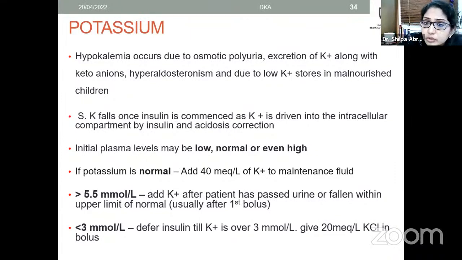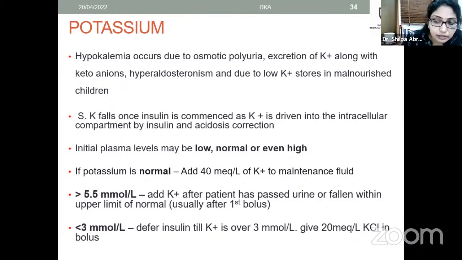What does insulin do to potassium? Insulin will drive the potassium inside. You remember, insulin is a treatment of hyperkalemia. So insulin will drive your potassium inside the cell, which means once you start insulin, your potassium is going to drop further. That is one point. Second, acidosis. What does acidosis do to potassium? Acidosis will bring out the potassium from the cells.